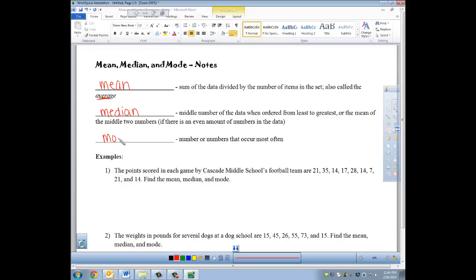Mode is the number that you see the most. So it's whatever occurs most often.